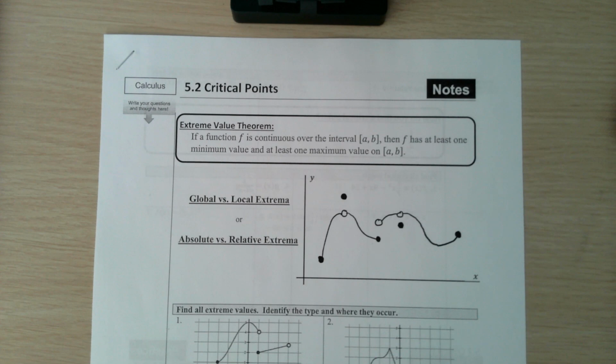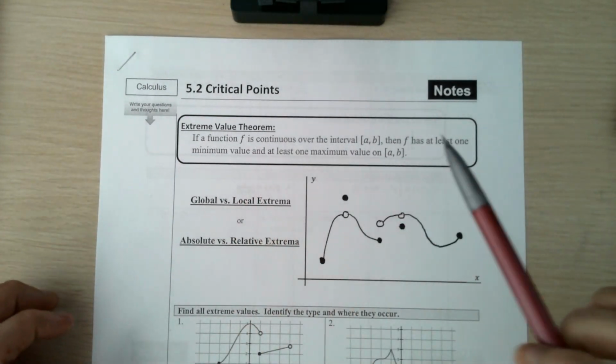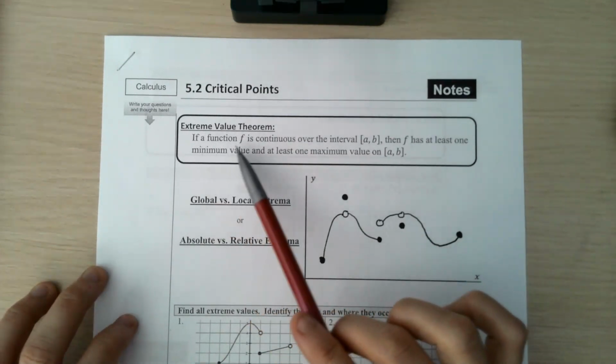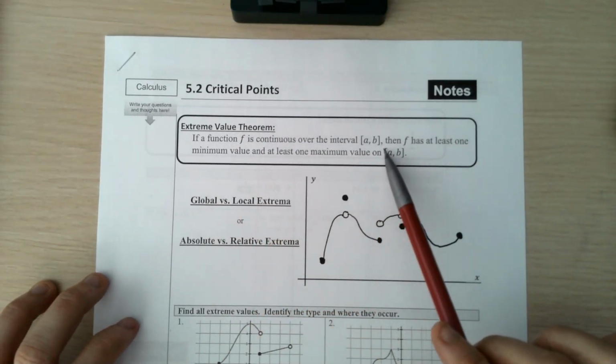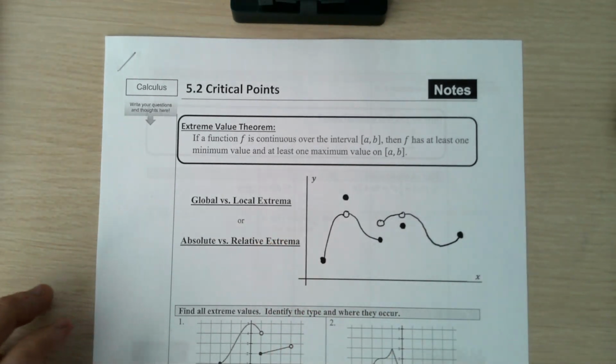Ridiculous, but if not, you could still grasp it in one day. Okay, so we have this thing called the extreme value theorem, which sounds fancy, but it's not. It says if a function f is continuous over the interval a to b, then f has at least one minimum value and at least one maximum value on a to b.